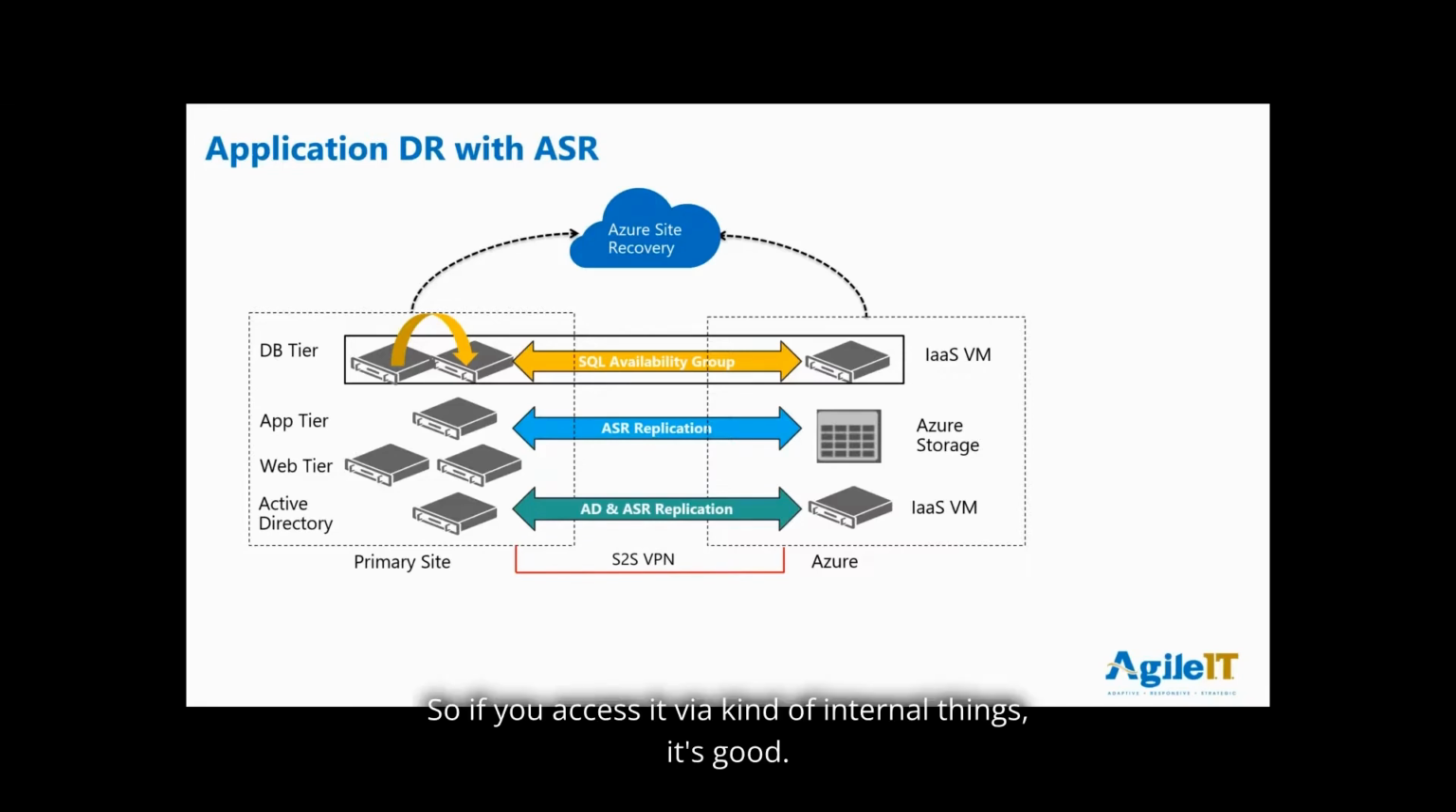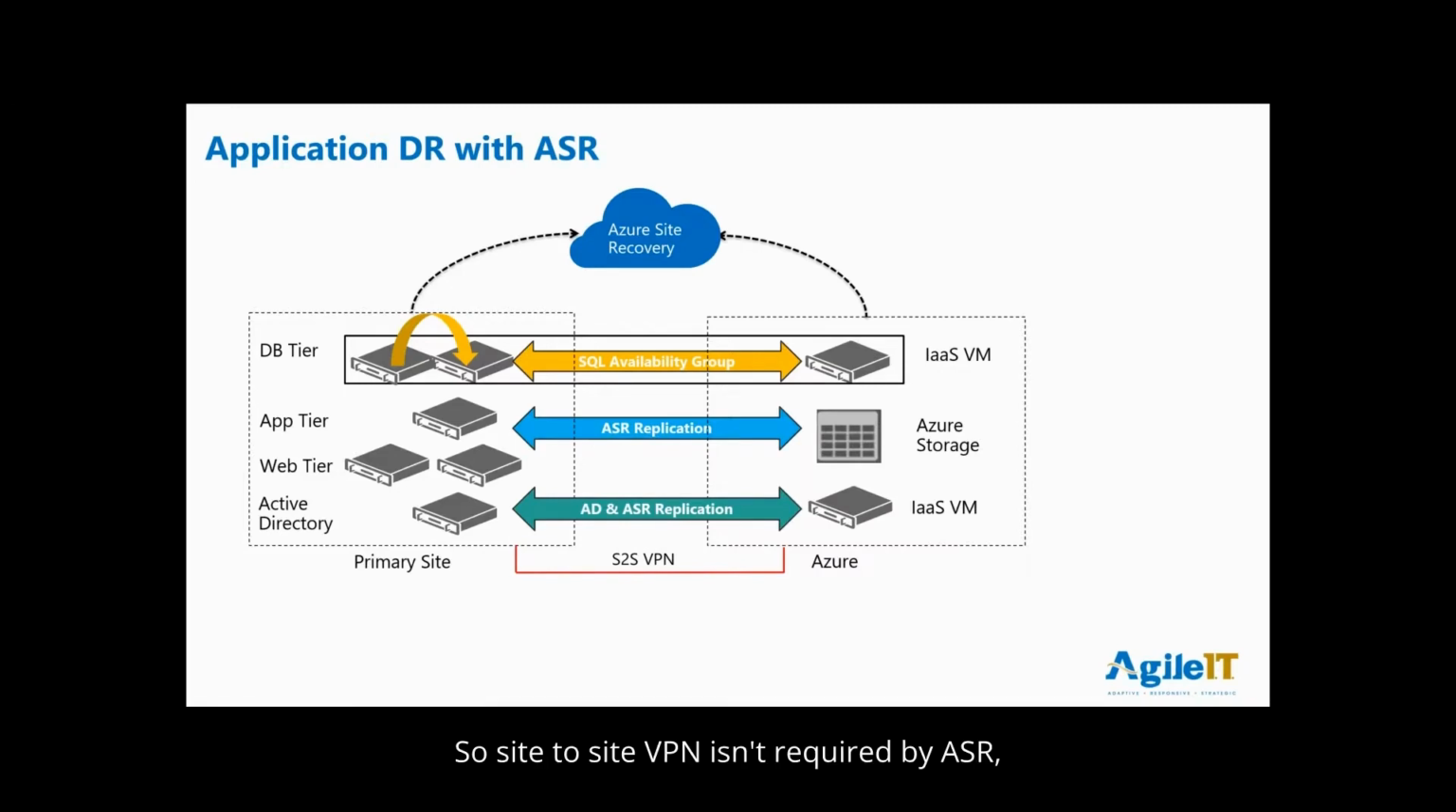So if you access it via internal things, it's good. But if it was an isolated thing, you probably don't. So site-to-site VPN isn't required by ASR, but it is required if that's how you access or manage it. It's a fundamental piece.